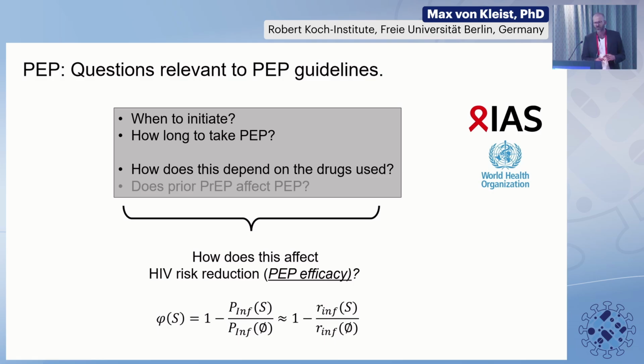So the specific questions that the World Health Organization and the IAS were interested in, where we can chip in, are when to initiate PEP, how long you should take it, and how these first two questions depend on the drugs used for PEP. There are other questions that I will not talk about here, which concern the prevention continuum from PrEP to PEP, but we can address this in the question and answer session. So coming to what they're interested in, it's basically the PEP efficacy. Any prophylactic efficacy is usually quantified as the reduction in incidence.